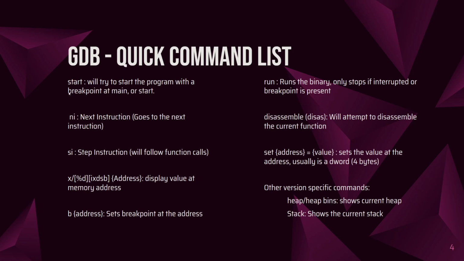When you run GDB with your binary as the argument, you can do start. This will start the program, and it'll try to break at main or start, depending on how the program is set up, whether it can find main in the first place. NI, next instruction, goes to the next instruction. Sometimes it might jump out of your current frame. I'm not really sure why this happens. I think GDB just can't figure out where you currently are and just continues instead of going to the next instruction.